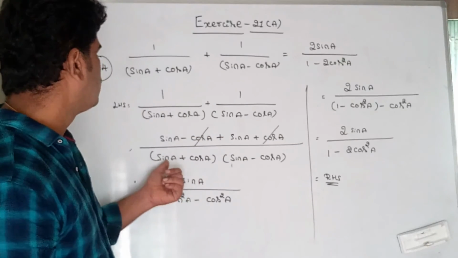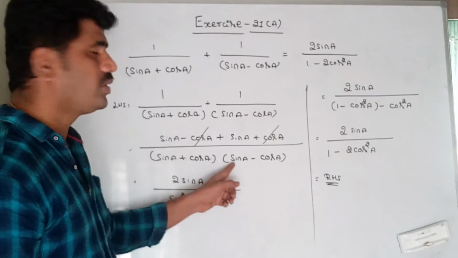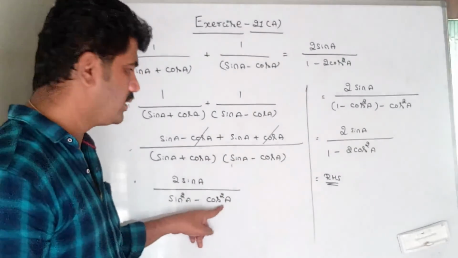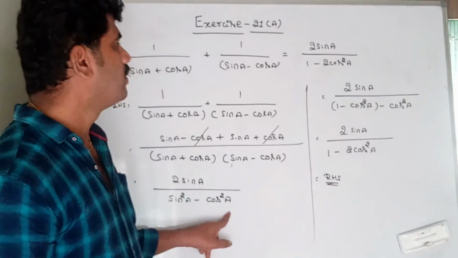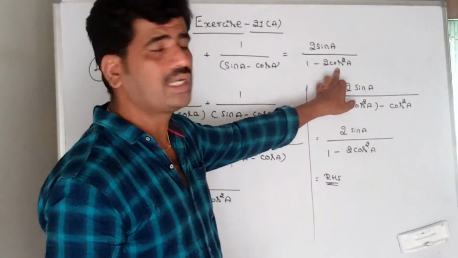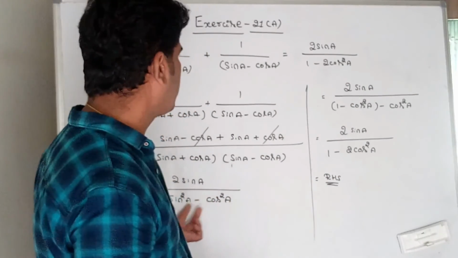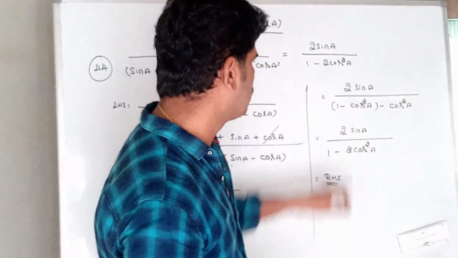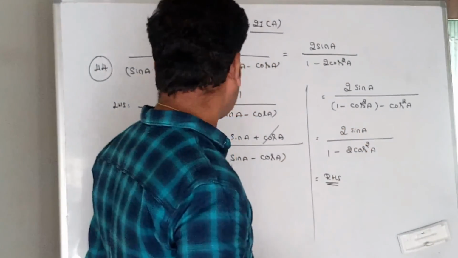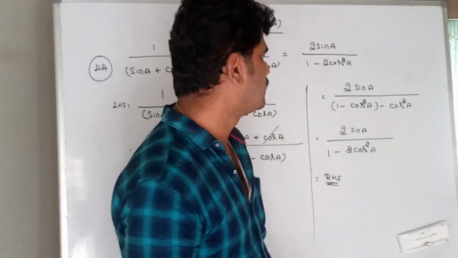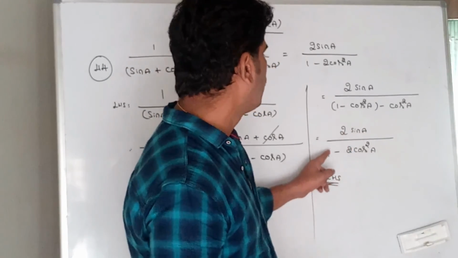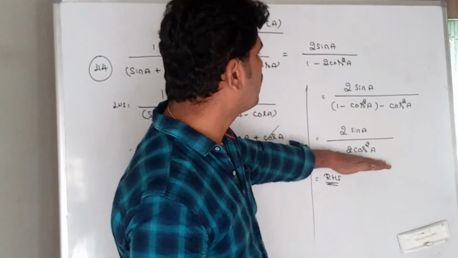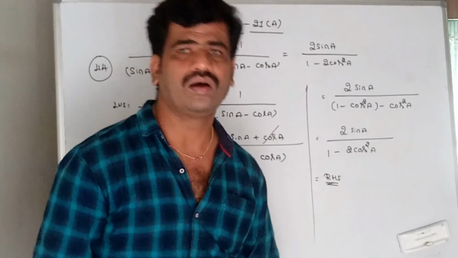And the denominator is in the form of (A plus B) into (A minus B). You know that (A plus B)(A minus B) is A squared minus B squared. That means sin square A minus cos square A. But the answer should be expressed in terms of cos square A. Therefore, write sin square A in terms of cos square A. We know that sin square A is equal to 1 minus cos square A. So write 1 minus cos square A in the place of sin square A, minus cos square A. Then 2 into sin A divided by 1 minus cos square A minus cos square A will be 1 minus 2 cos square A. So this is our required answer, that is equal to RHS.